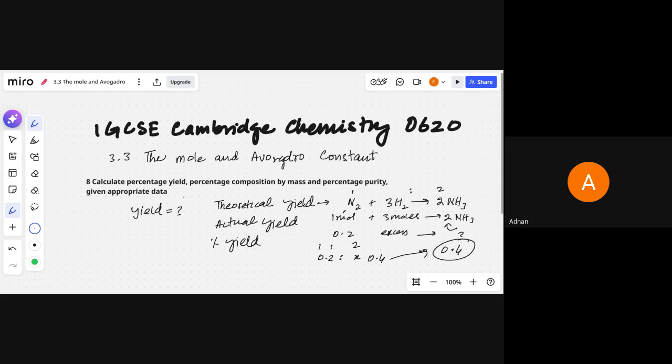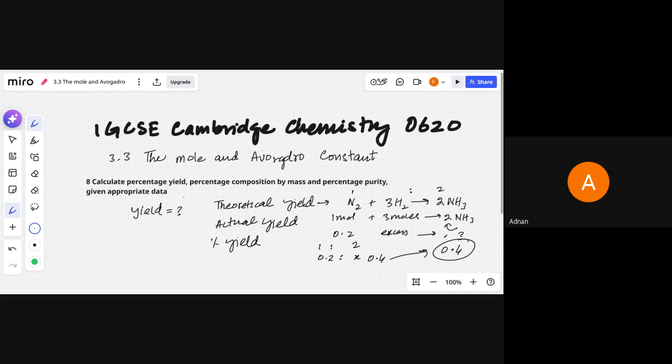So remember, if they change the moles or mass, then you will have to calculate the theoretical yield accordingly. Just like if we use 0.2 moles of nitrogen instead of 1, then the theoretical yield will not be 2 moles, it will be 0.4 moles. Remember that. So this is theoretical yield.